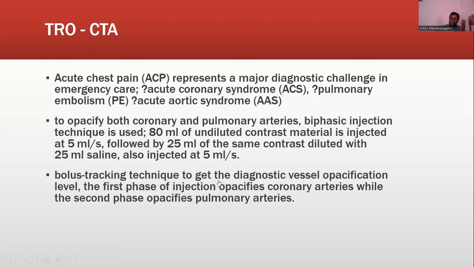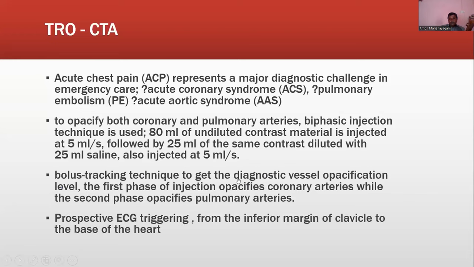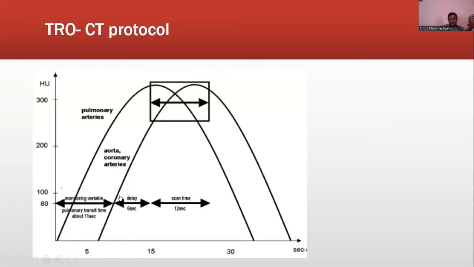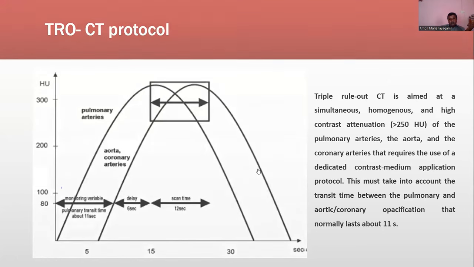We use bolus tracking. For radiologists and cardiac imaging people, you need to know that bolus tracking means the machine tracks the attenuation at a predetermined point in a blood vessel, and when the machine senses the contrast has arrived adequately, it will start acquiring images. It is prospective ECG triggering, not retrospective, covering from the inferior margin of the heart to the clavicle. So this is the protocol, it's technical.